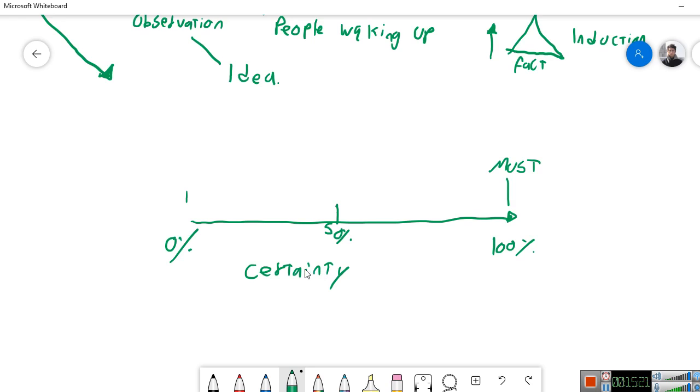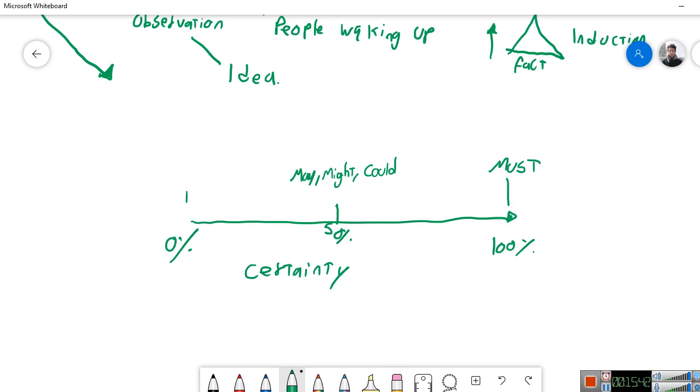Again, let's move back to our trend line. And we have 0%, 50%, 100%. So where could I put may, might, or could? Well, just right here, because we're not so sure. We're 50% sure. So may, might, and could.